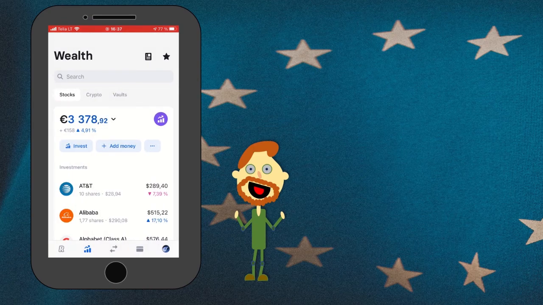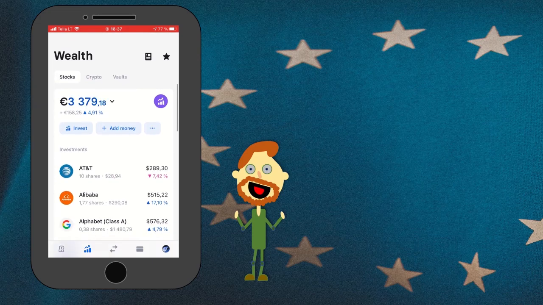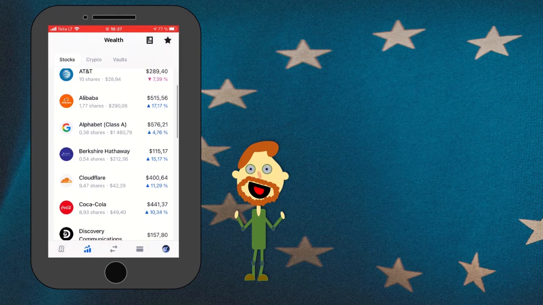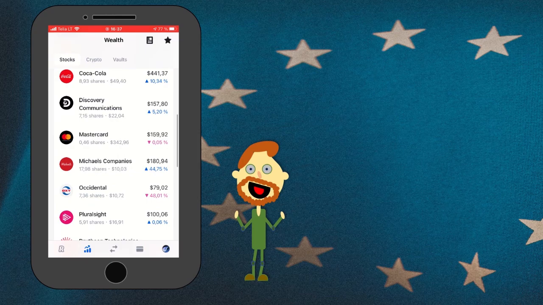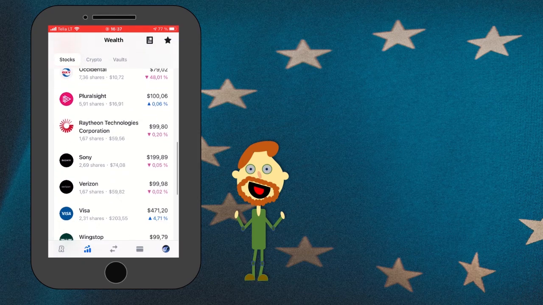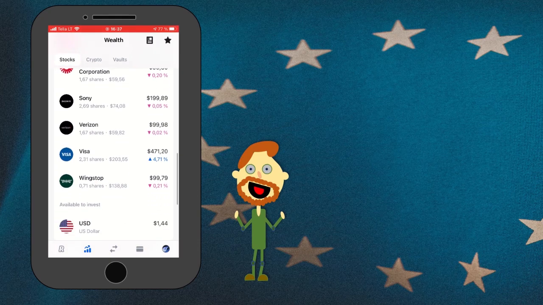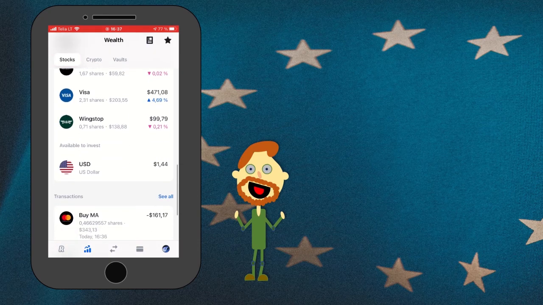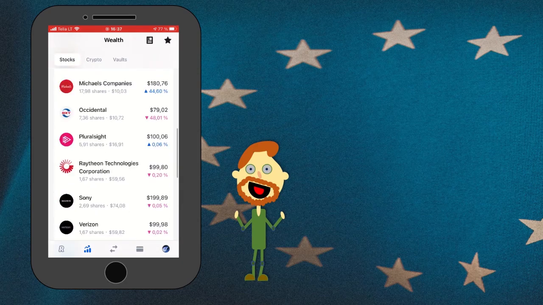Good, so now let's check my investment account. As you can see, all 5 stock picks have landed in my portfolio. So it's updated almost in real time, and you can see it straight away in your balance sheet.